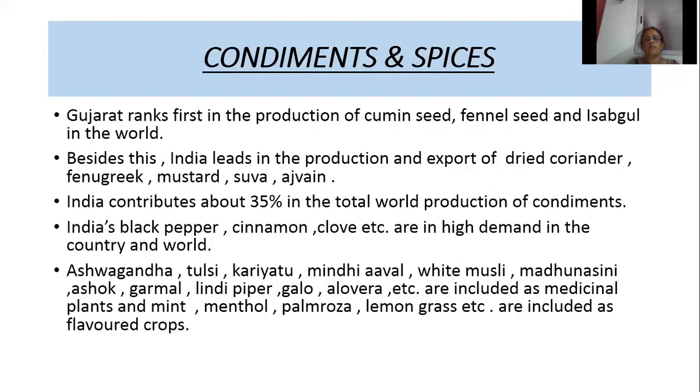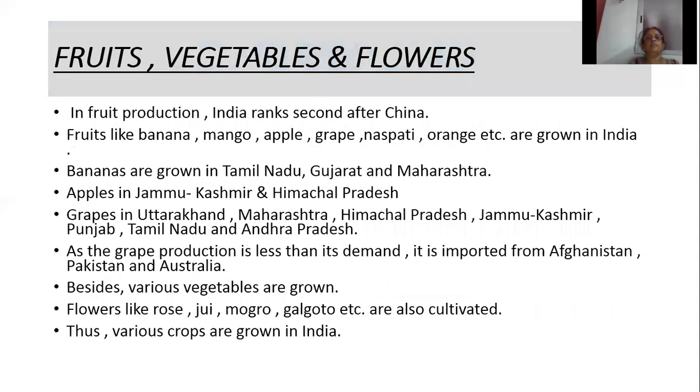Which crops are included as flavored crops? Mint, menthol, palm rosa, lemongrass, etc. Then fruits, vegetables, and flowers. India also produces different types of fruits, vegetables, and flowers. In the production of fruit, India ranks second after China. So China ranks first and India ranks second in the production of fruit.